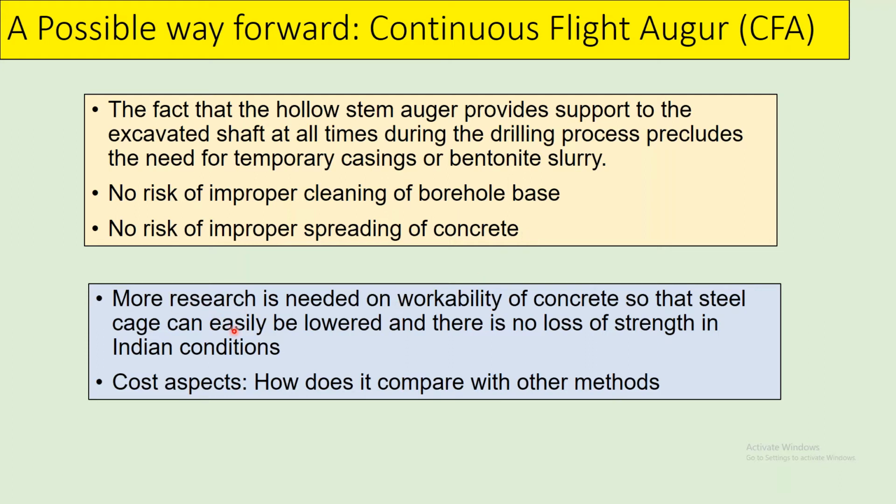But still, I think DFI has constituted a committee which is looking into this research aspect. More research is needed, because here the workability of concrete needs to be high. I think a slump of 600 mm is needed here as a minimum, while the IS code recommends 150 to 180 mm. So this needs more research, so that there is no loss of strength in Indian conditions. You have to have workable concrete, as well as no loss of strength. So more research in this field is needed.